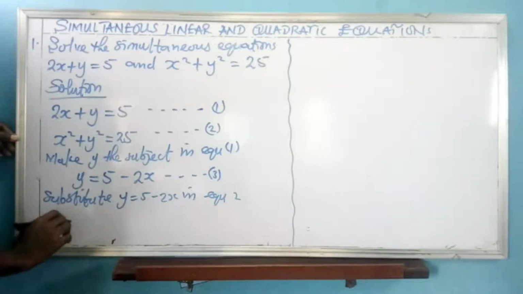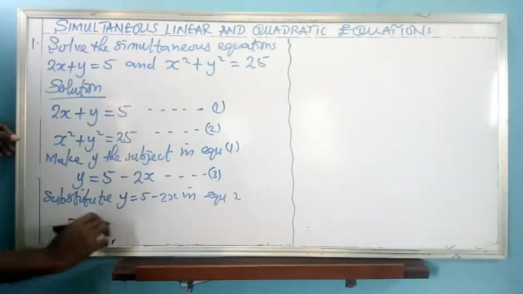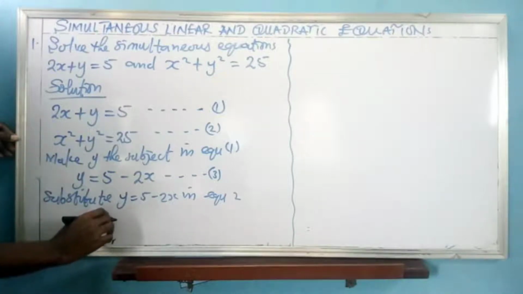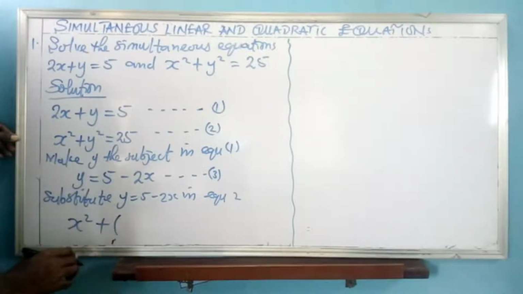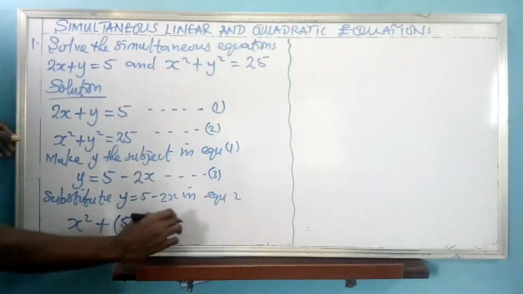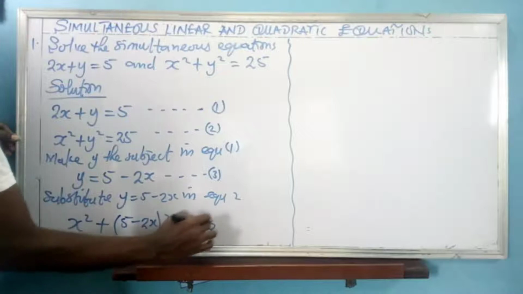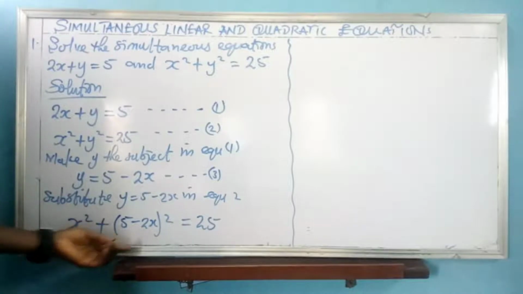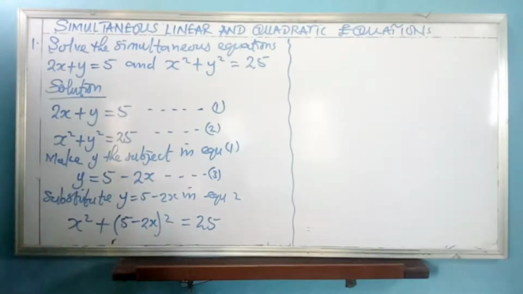Okay, so we're going to have x squared plus, these are y now, so we're going to square it. So let's put it in brackets so we'll not have any issue. Minus 2x all in square is equal to 25. Do we see it now? Anywhere we see y, you do it like this, then you have it in that end like that.